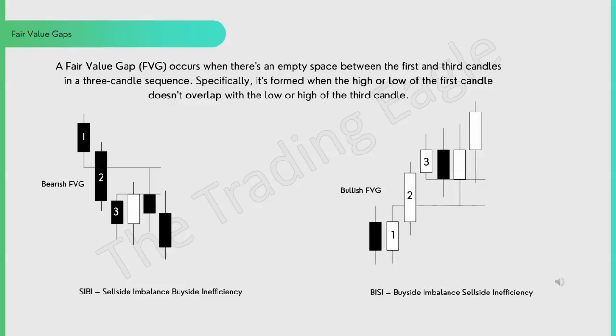The second one is the bullish fair value gap, also known as buy side imbalance. The imbalance or the aggressive movement happens on the buy side, and the sell side is inefficient at that point. So price usually comes back to these levels. The algorithm is engineered in such a way that price comes back to those levels.